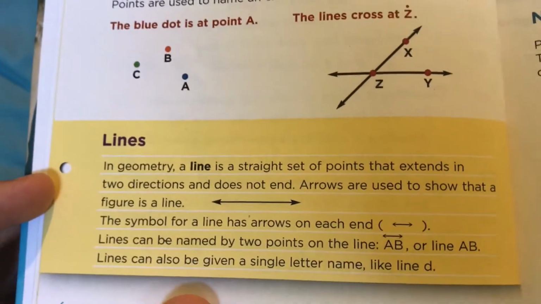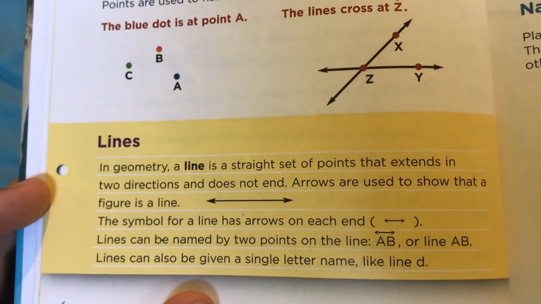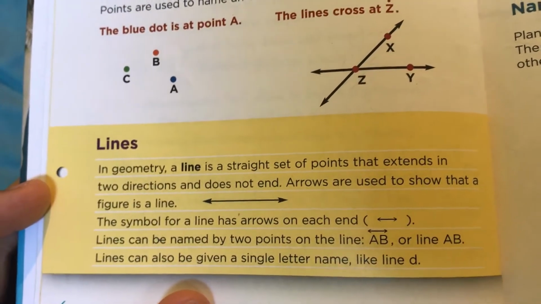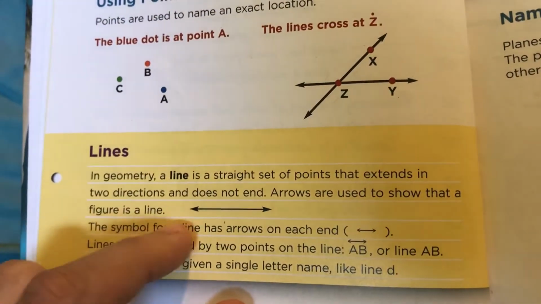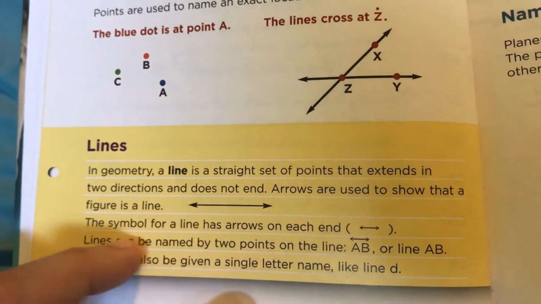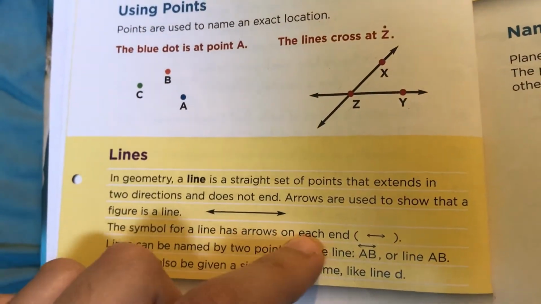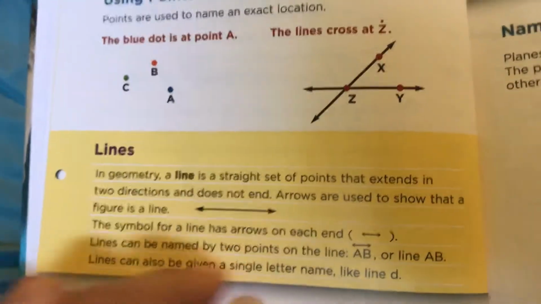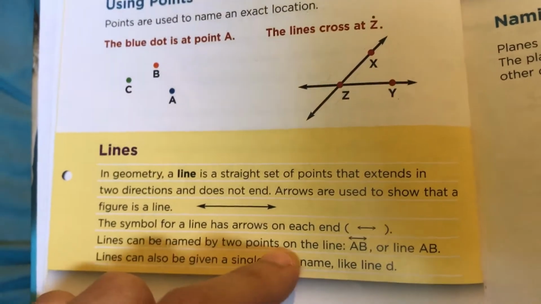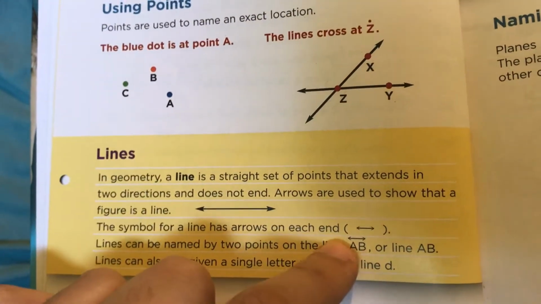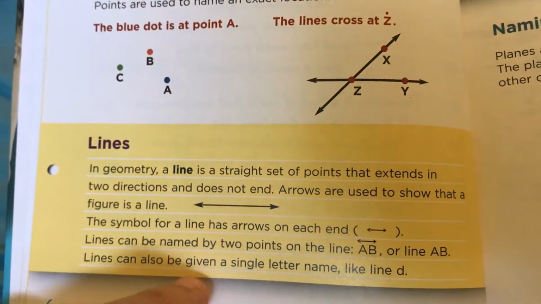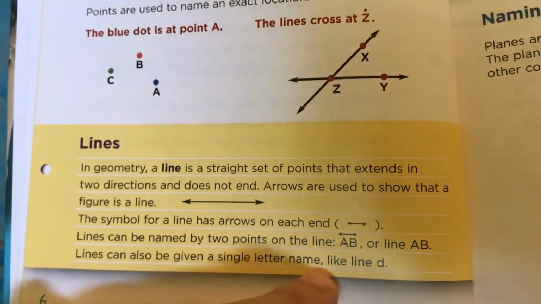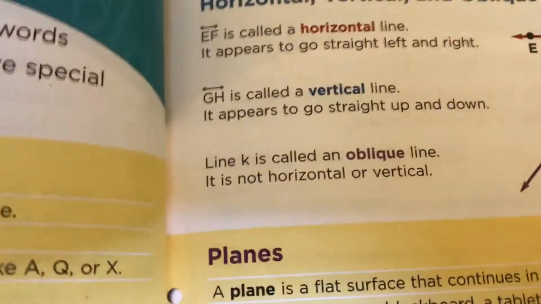Lines. In geometry, a line is a straight set of points that extends in two directions and does not end. Arrows are used to show that a figure is a line. The symbol for a line has arrows on each end. Lines can be named by 2 points on the line, AB with that symbol, or line AB. Lines can also be given a single letter name, like line D.